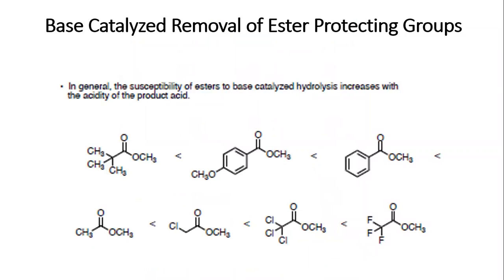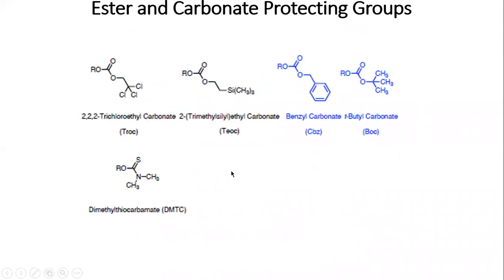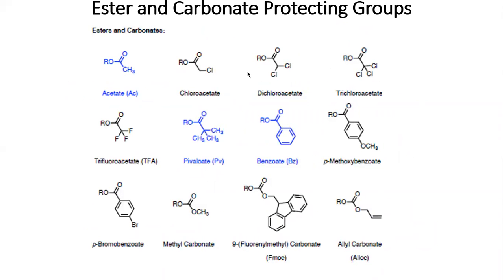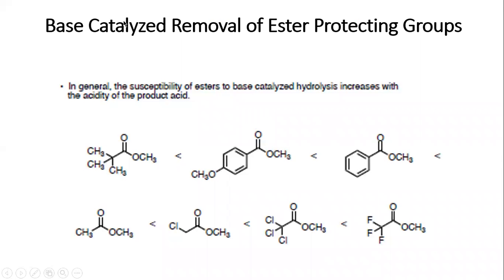All right. So this is the susceptibility of your esters to hydrolysis, right? Because again, these don't come off with acid removal. They are base-labile. They're hydrolyzed by adding base to remove them, right? So this is the pivalate, and then you have the methoxybenzoate, followed by the benzoate, so on and so forth.